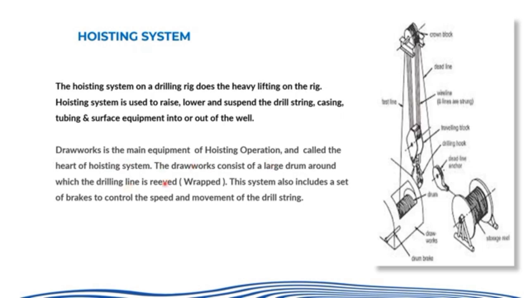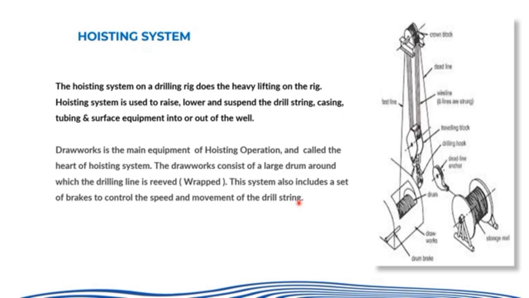The draw works consists of a large drum around which the drill line is reeved. The system also includes a set of brakes to control the speed and movement of the drill string. So the draw works is the main equipment of the hoisting system.